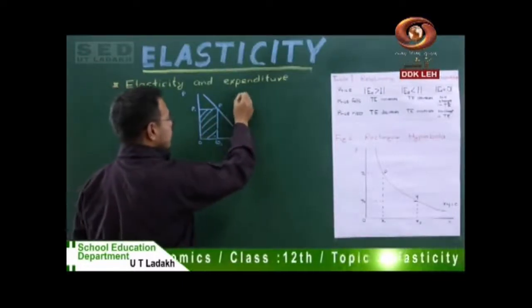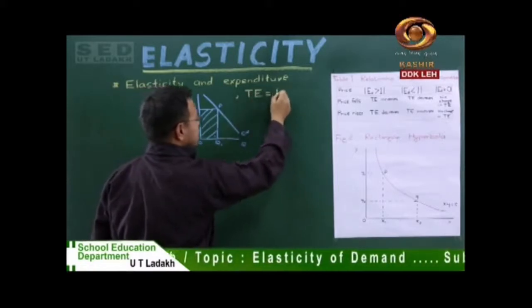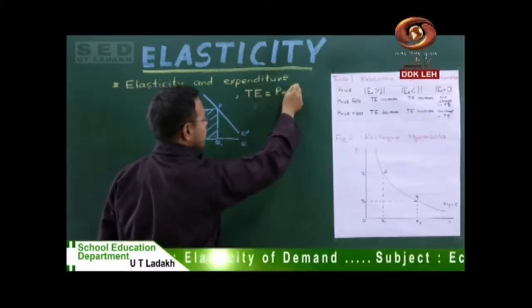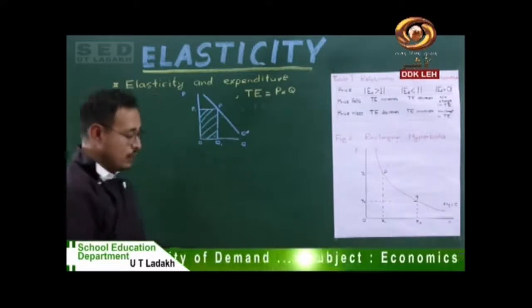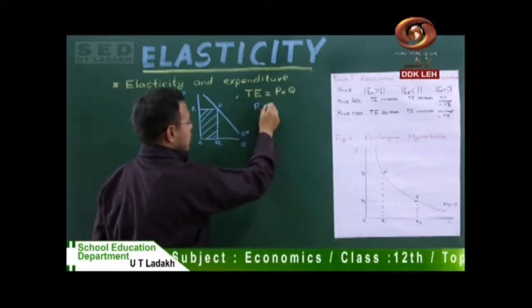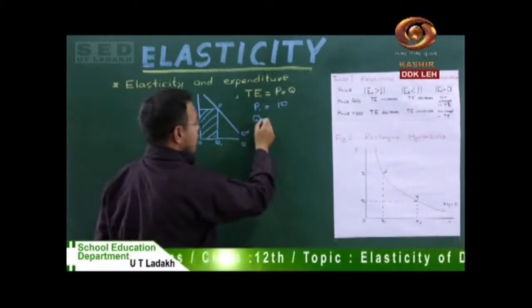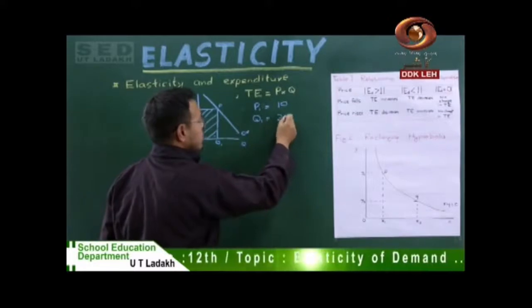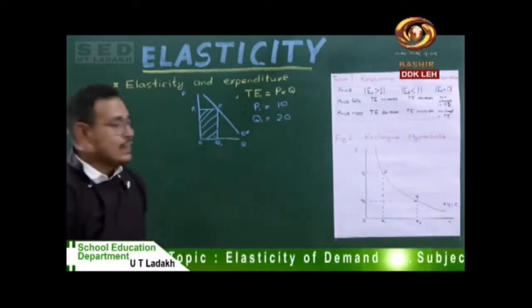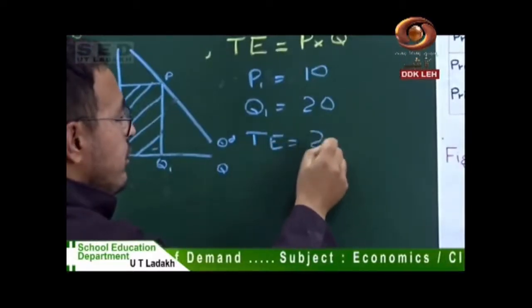Or in other words, if I say what is your total expenditure? Total expenditure is simply a multiple of price and quantity. Suppose the price of a product is 10 rupees and I am demanding 20 units of that product, then the total expenditure is simply 200 rupees.